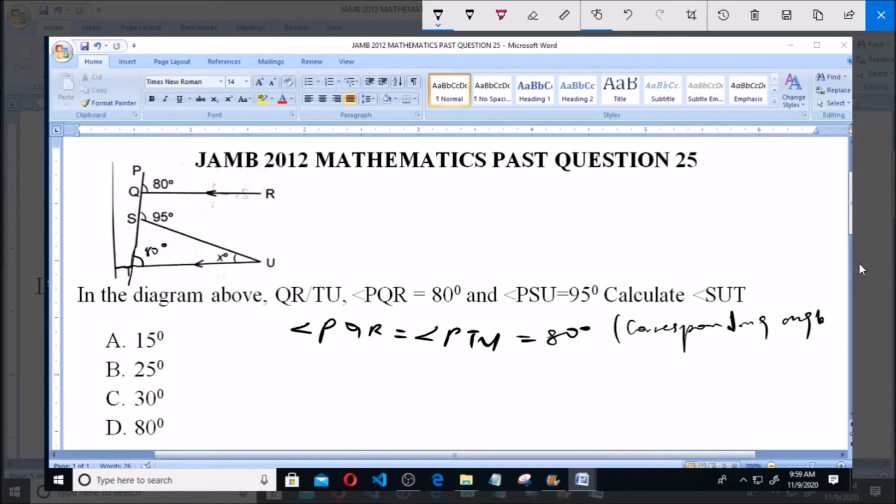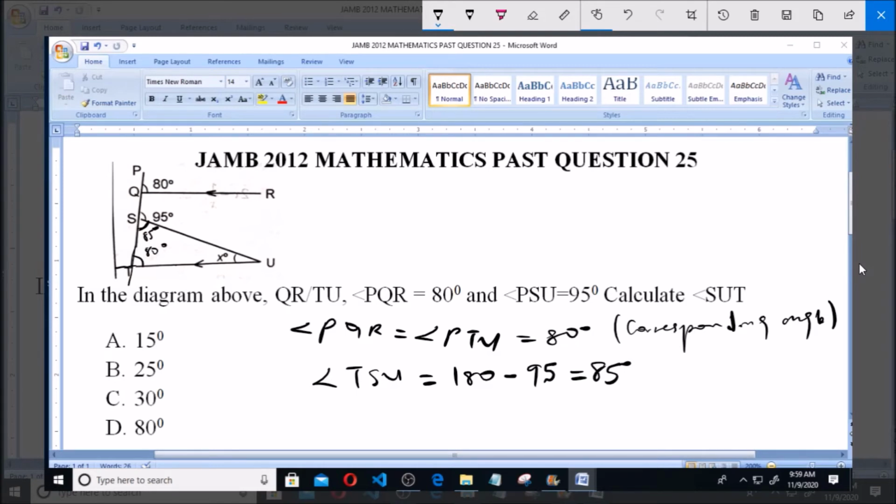Corresponding angles. Okay, now angle TSU, which is this angle here, will be equal to 180 minus 95. This is because they are angles on a straight line. Look at this, it is a straight line and we have this angle here to be 95 degrees. So angle TSU will be equal to 180 minus 95 degrees, which is equal to 85 degrees. So this angle here is now 85 degrees.